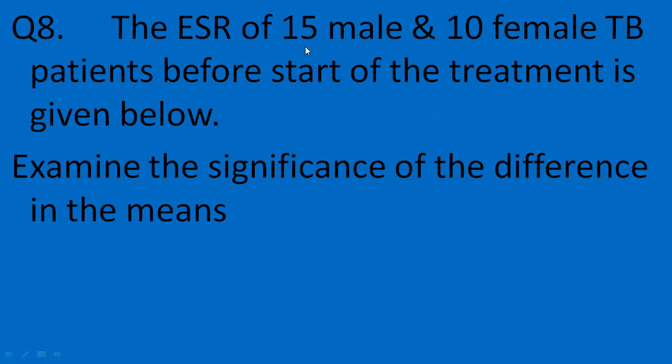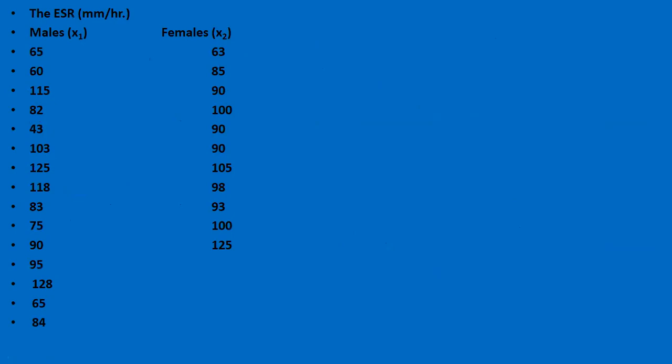There are two samples: ESR of 15 males and 10 females. Patients before the start of treatment, so they have not started treatment, and they have these values. Now you want to know whether these two values of ESR are significantly different or whether it is by chance. The ESR in millimeters per hour is given for the males. 15 males are there and 10 females are there.